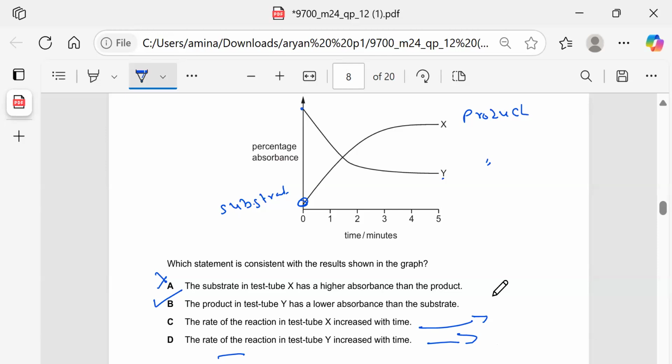Secondly, it is not consistent because after that, I do not see any change. After this also, I'm not finding any change in the rate of reaction. However, this time, they are talking about the overall time between 0 to 5 minutes. So after this, there's no change in the rate of reaction. So I cannot go for the choice C and D. We will go for the choice B.